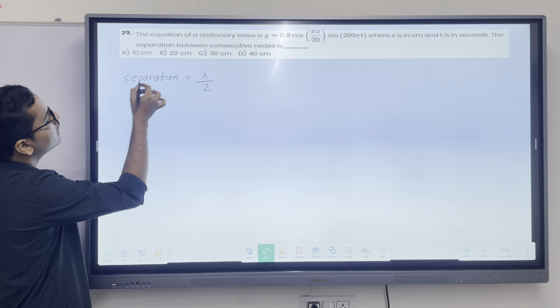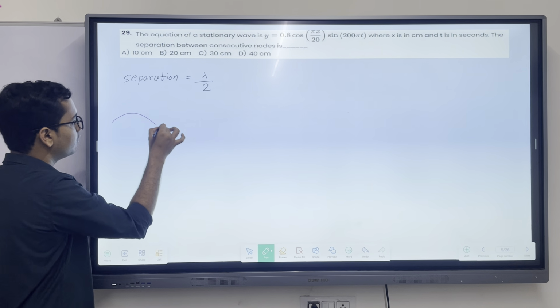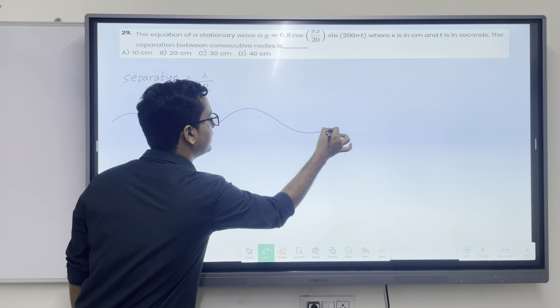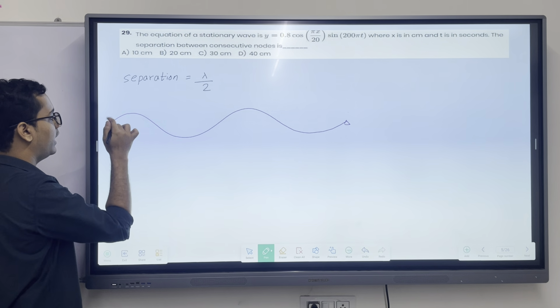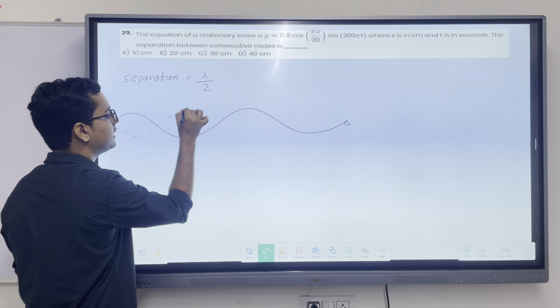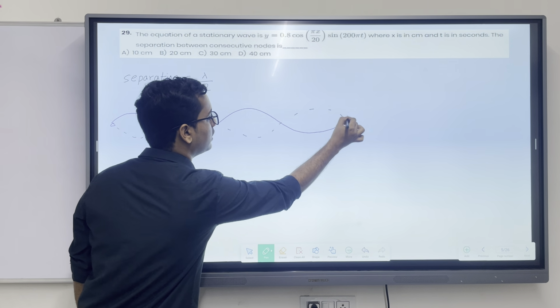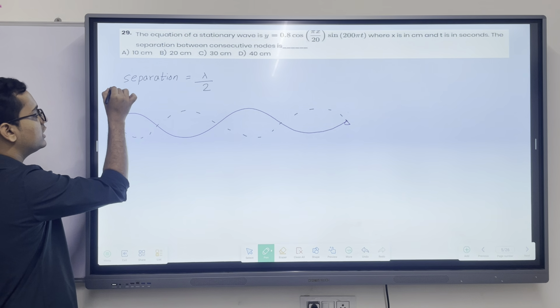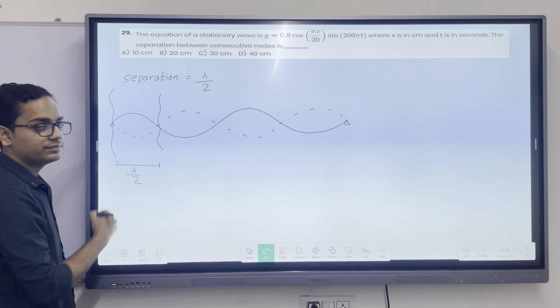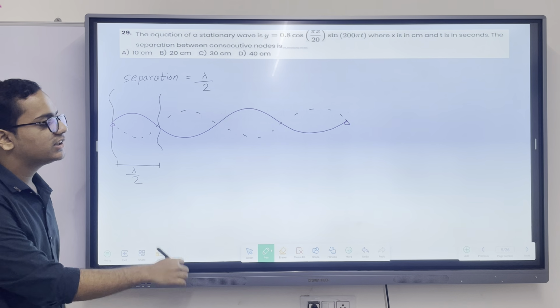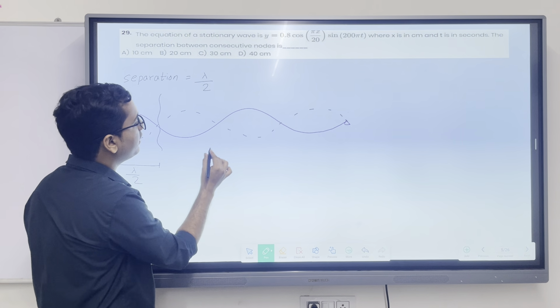How do I know this? So a stationary wave looks something like this. Let's say this end is fixed, this end is also fixed, and these are the other extremes. You can clearly see the distance between two consecutive nodes is basically lambda by 2. That's why I put the separation between two consecutive nodes is lambda by 2.